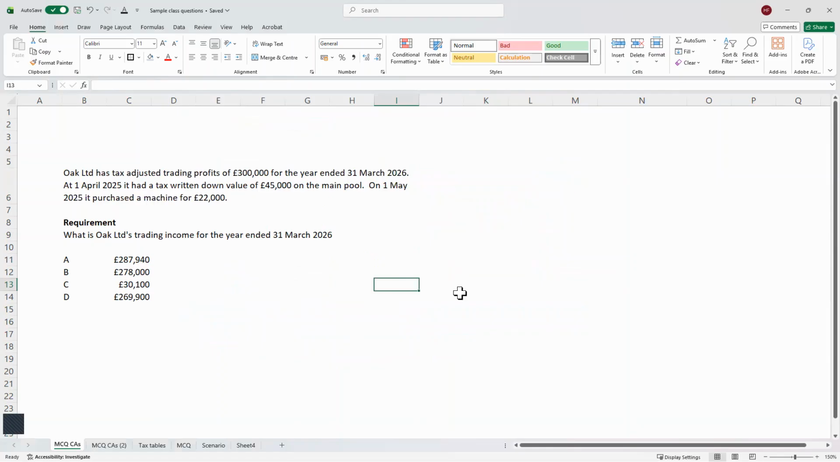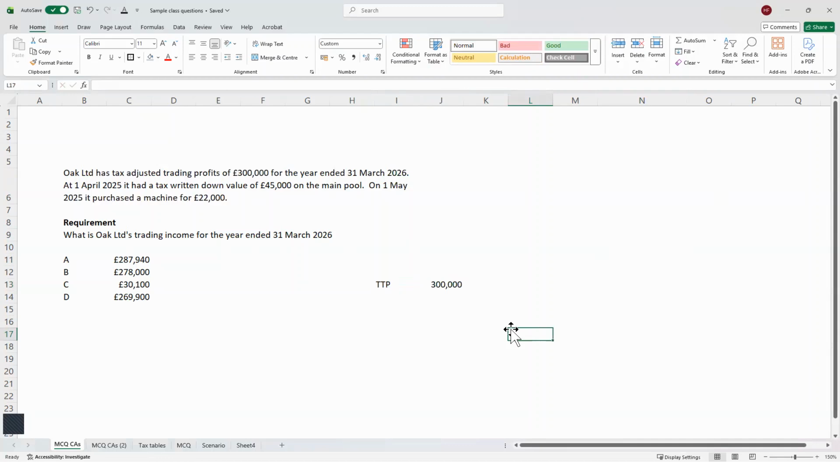Let's now look at a capital allowances question. We need to look at the requirement first to understand what we've been asked to do before reading the question. What is Oak Limited's trading income for the year ended 31st of March 2026? So we know we need to calculate the trading income for the year ended 31st of March 26. Oak Limited has tax-adjusted trading profits of £300,000 for the year ended 31st of March 2026. So we've got tax-adjusted trading profits of £300,000.